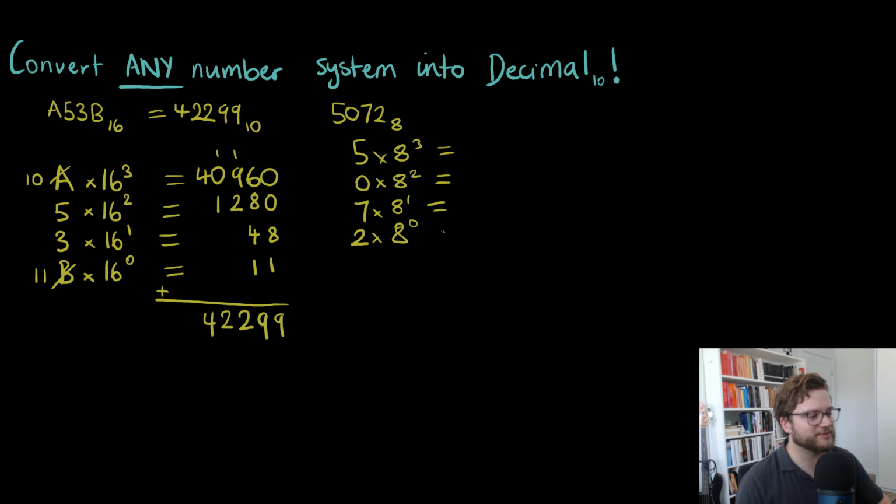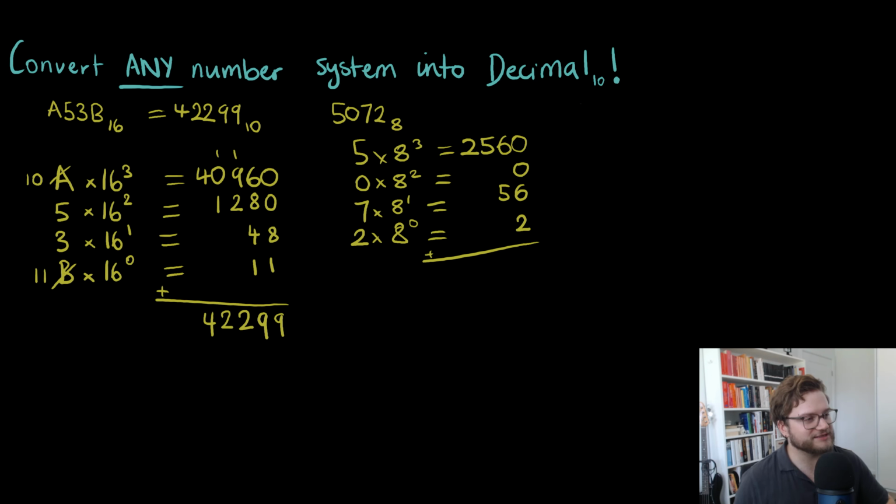Alright, now what will these be? Let's start at the top this time. 5 times 8 to the power of 3 is 2,560. Now 0 times 8 to the power of 2 is 0 because 0 times anything is 0, because you can't have no times a thing. Next is 7 times 8 to the power of 1. If you remember your times tables, 7 times 8 is 56. And now we have 2 times 8 to the power of 0. Anything to the power of 0 is 1, so 2 times 1 is 2.